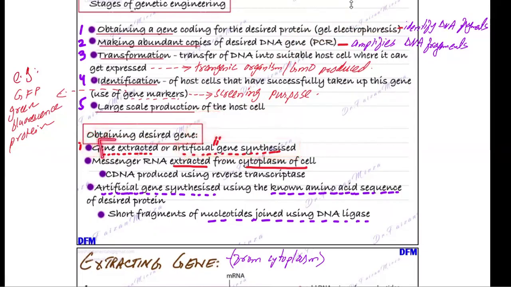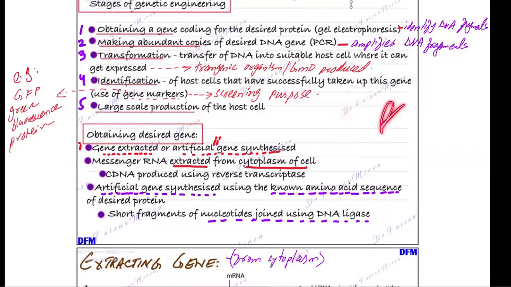Now, how do you extract the gene? When you're extracting the gene, you cannot take it out from the nucleus because the nucleus has two copies of that gene, and the DNA is in the nucleus, on the chromosomes. And that's not just one gene, the chromosome has several genes present together, one on top of the other. So the gene locus is there.